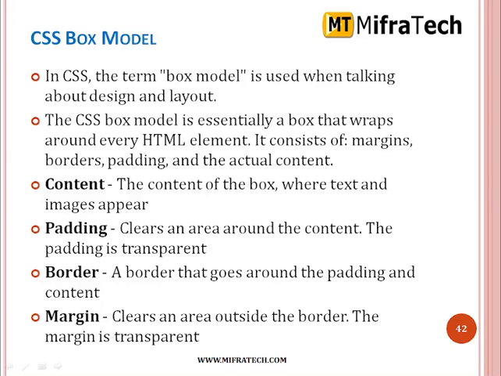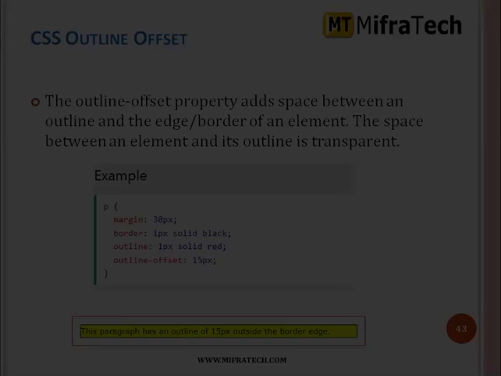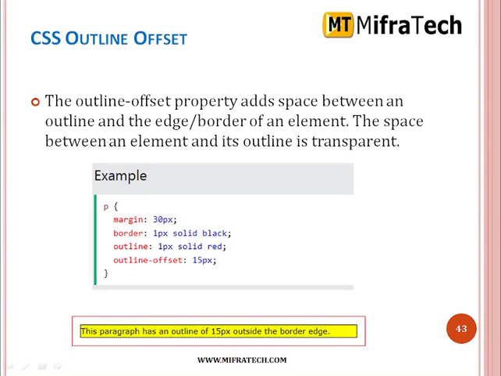Let's see in the next slides how the padding in the CSS box model will work. Then the margin clears an area outside the border. The margin is transparent. Now you can see an outline offset. The outline offset property adds a space between the outline and the edge of the border of an element. The space between the element and its outline is transparent. Here you can see outline offset.